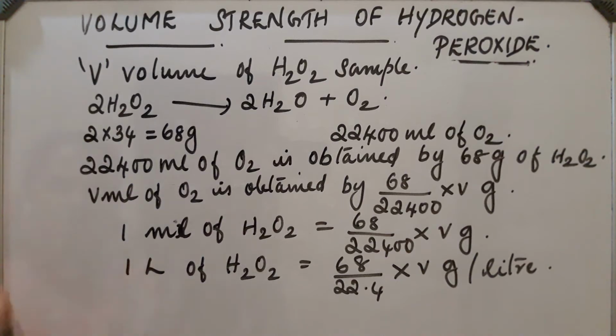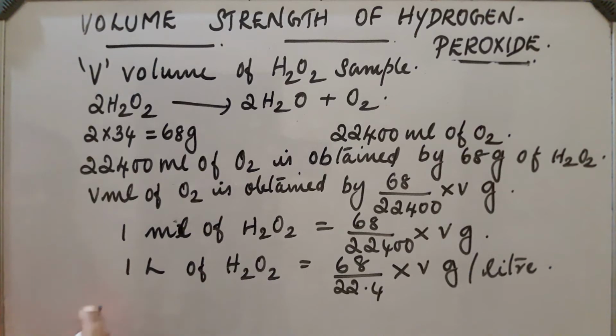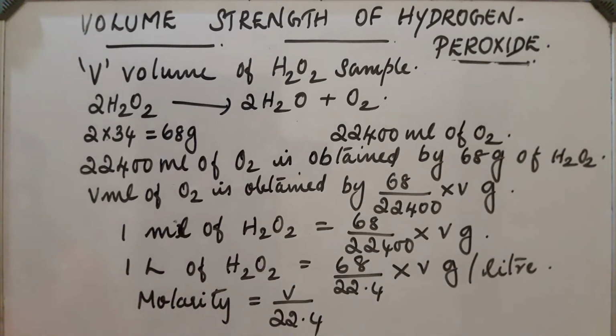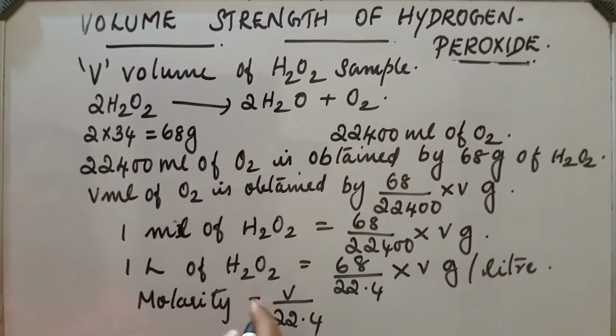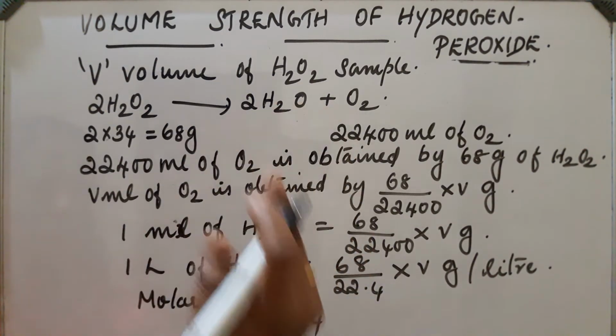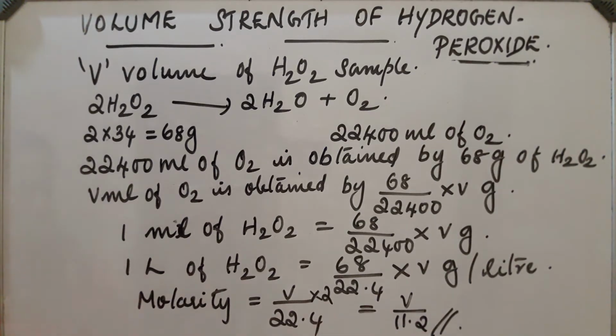Then 2 moles of H2O2 give 1 mole of O2. At STP, the molarity will be equal to V by 22.4. And 2 moles give 1 mole of oxygen, so we have to multiply this by 2. This will be the molarity, that is equal to V by 11.2.